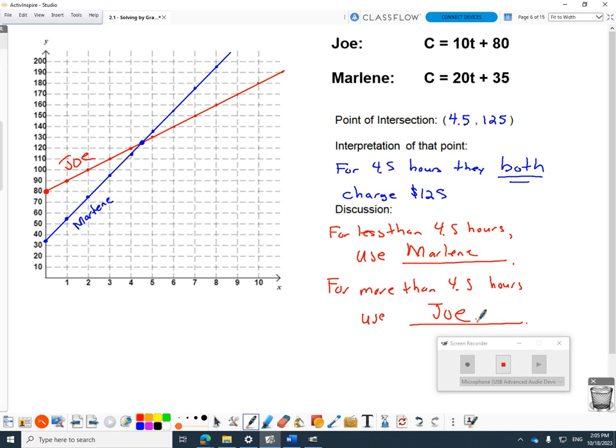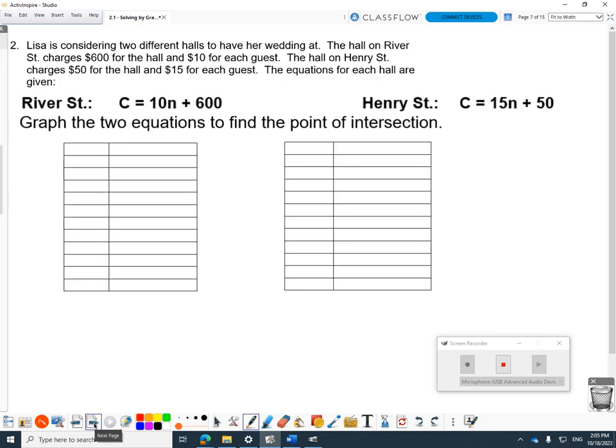Last example that we're doing together. Lisa is considering 2 different halls to have her wedding at. The hall on River Street charges $600 for the hall and $10 for each guest. The hall on Henry Street charges $50 for the hall, but $15 for the guest. The equations for each hall are already given. I didn't ask you for the equations. I already gave you the equations.